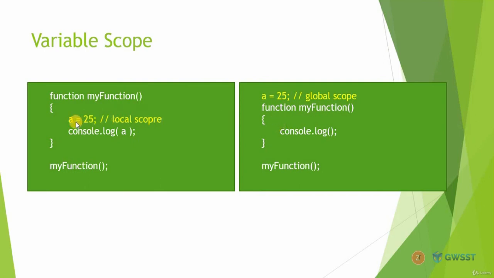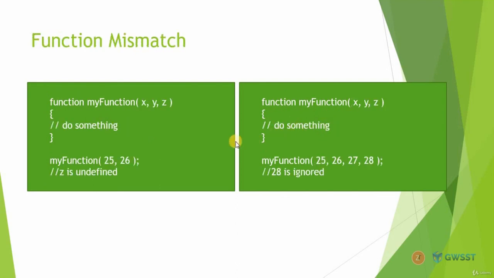Now remember, a variable inside the function is called local scope. A variable outside the function is called global scope. Most of the time this happens: when you create a function and you forget to add a value. For example, you create my function specifying x, y, and z, and when you run this function, you forget to add the last one. What happens here is z becomes undefined. And when you create another function with x, y, and z, but by mistake you add another value, the extra value is basically ignored. So let's see how that works.